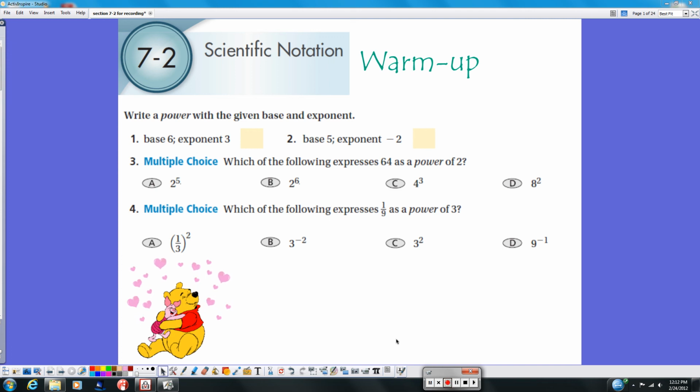Welcome to Section 7.2. In Section 7.2, we're going to be looking at scientific notation. As a warm-up, I want you to write a power with a given base and exponent. Then I want you to determine which of the following expresses each of those as a power of the number specified. Let's see how you did.